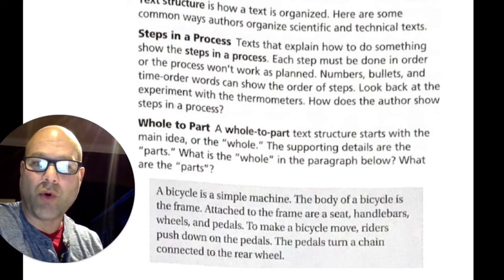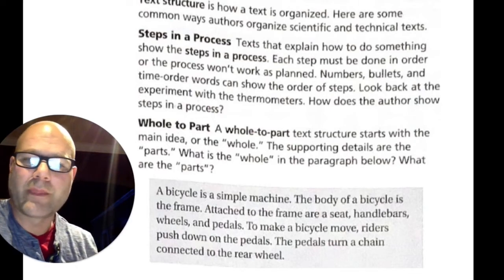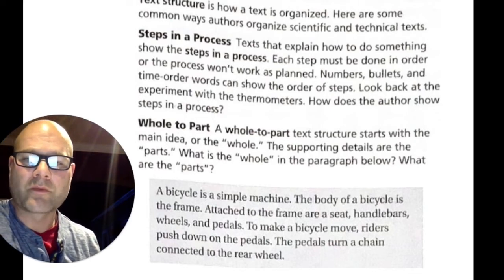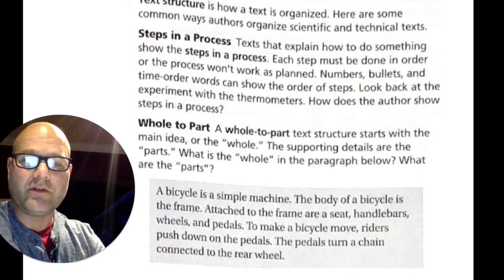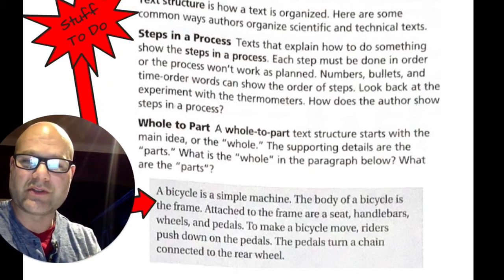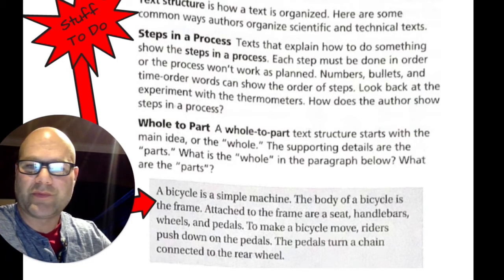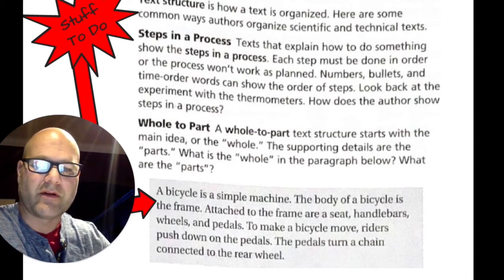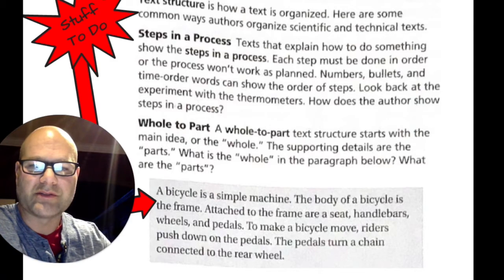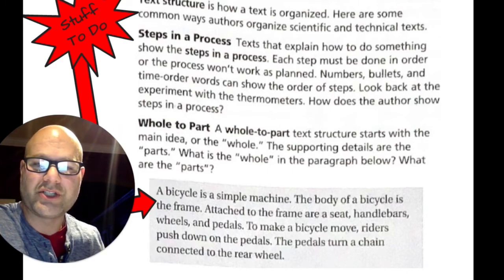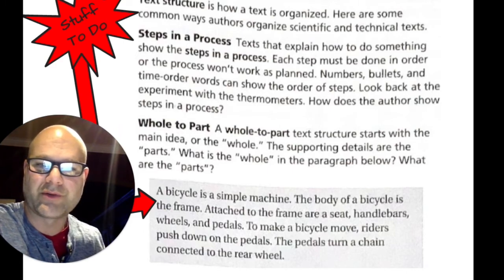What is the whole in the paragraph below? What are the parts? A bicycle is a simple machine, so this is something that you're going to be doing. A bicycle is a simple machine. The body of a bicycle is the frame. Attached to the frame are a seat, handlebars, wheels, and pedals. To make a bicycle move, riders push down on the pedals. The pedals turn a chain connected to the rear wheel.